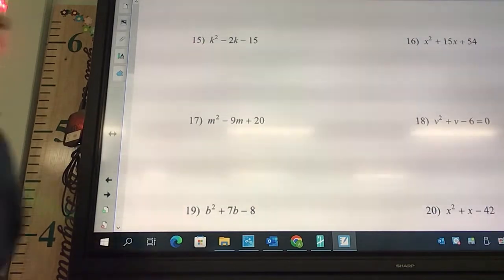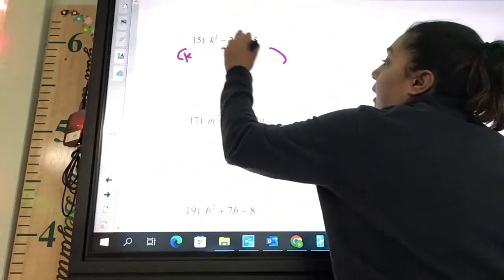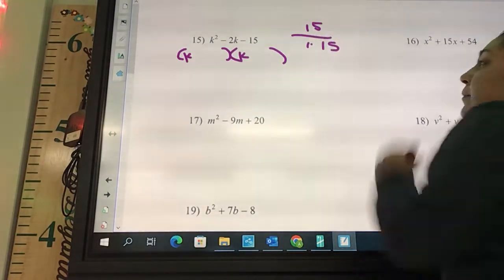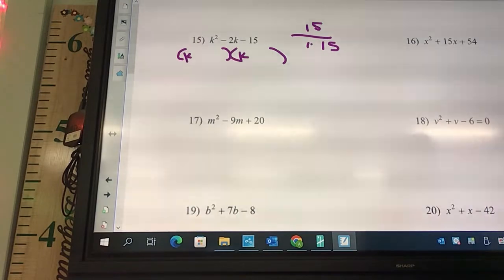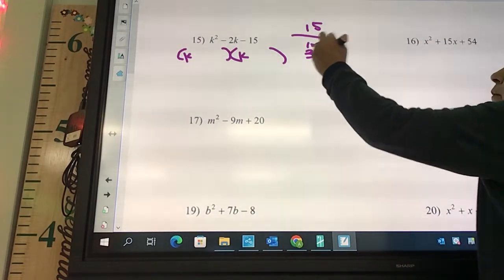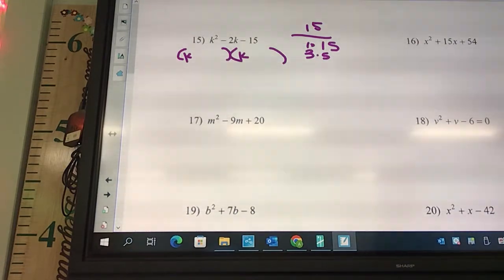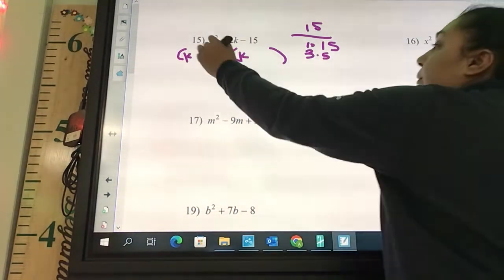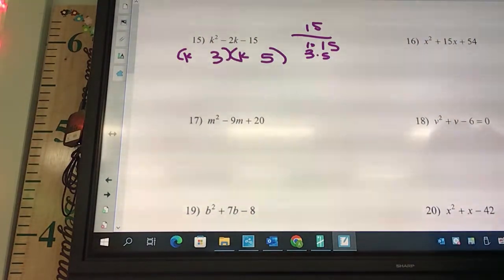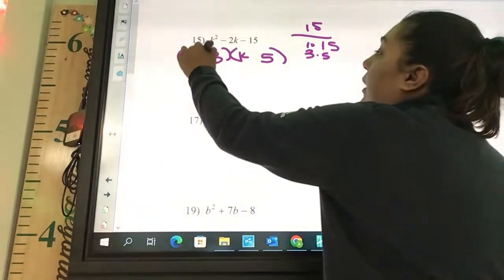Okay, 15. We got parentheses, k and k, 1 and 15, 3 and 5. What can give me a 2? 3 and 5. I need a negative 2. Negative plus. Plus negative.